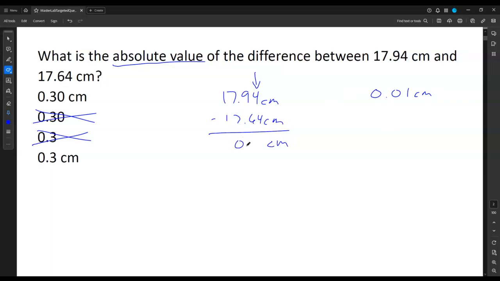So if you subtract these in the calculator, it's going to tell you just 0.3. But we need to keep in mind that our answer needs to look like the things that went into it. And so we do specifically need to have the 0 on the end, which makes this one wrong and this one correct.